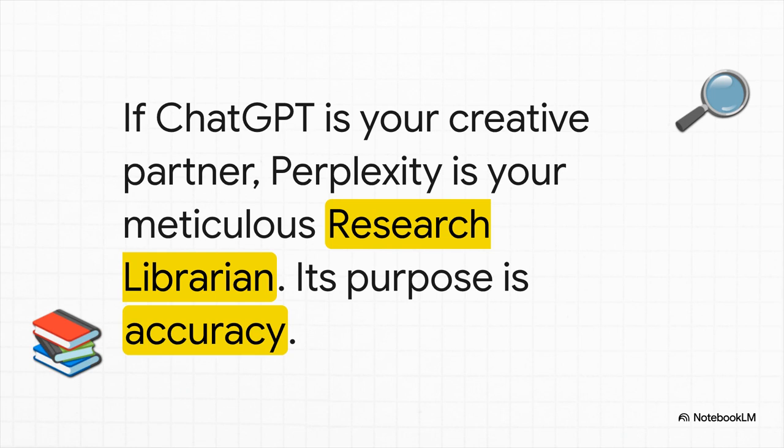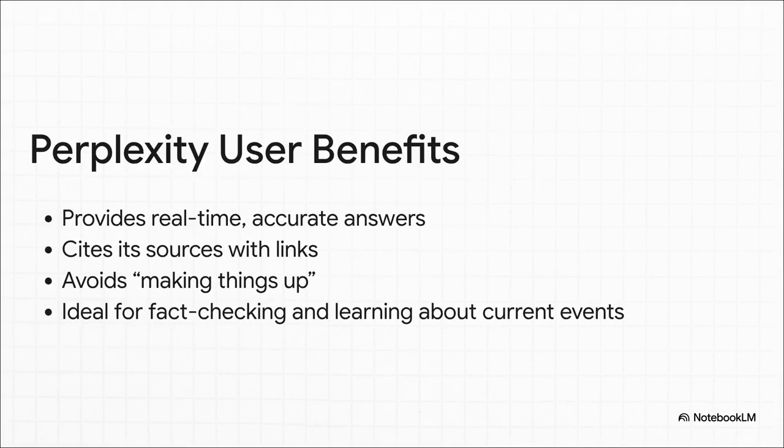Okay, next tool on the box, Perplexity. Now, if ChatGPT is your creative brainstorming buddy, think of Perplexity as your super meticulous research librarian. This one is all about one thing: accuracy. Perplexity is built from the ground up to be accurate. It actually scours the web in real time, and, this is the really important part, it shows you its work. It gives you links to its sources. This is a game changer for fact-checking or when you need to know about what's happening right now. No more worrying if the AI is just making stuff up.